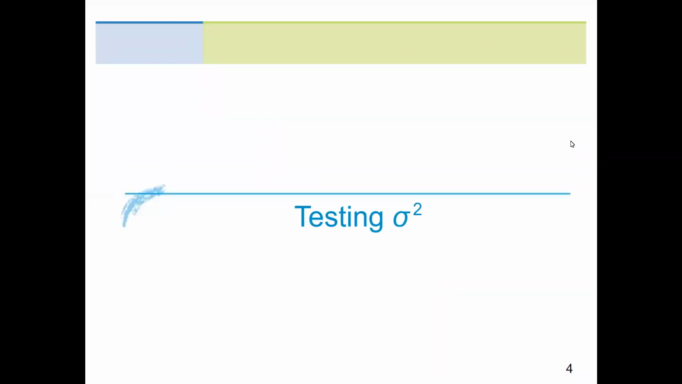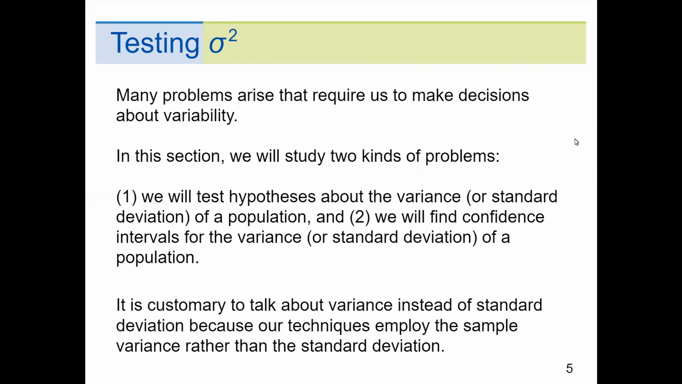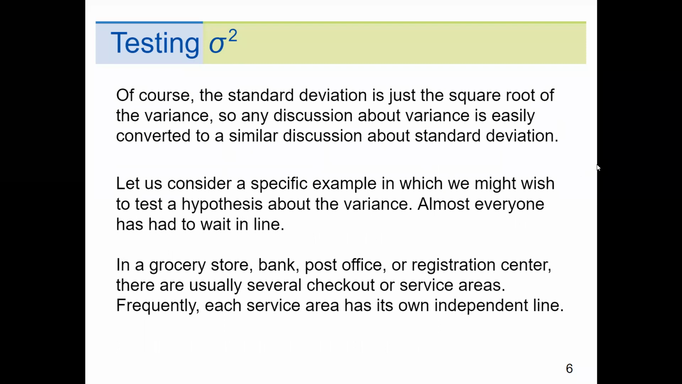Testing sigma squared. Many problems arise that require us to make decisions about variability. In this section, we will know two kinds of problems. One, we will test the hypotheses about the variance or standard deviation of a population. And two, we will find confidence intervals for the variance or standard deviation of a population. It is customary to talk about variance instead of standard deviation because our techniques employ the sample variance rather than the standard deviation. Of course, the standard deviation is just the square root of the variance, so any discussion about variance is easily converted to a similar discussion about standard deviation.